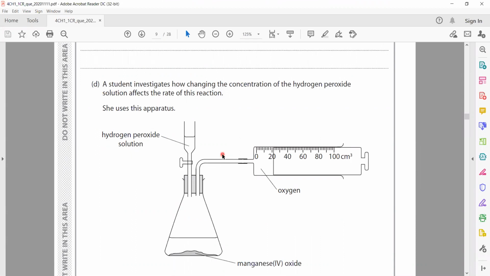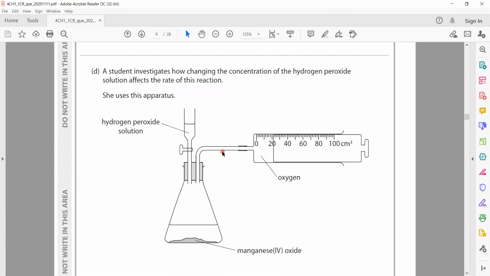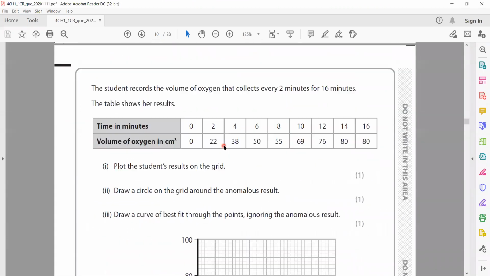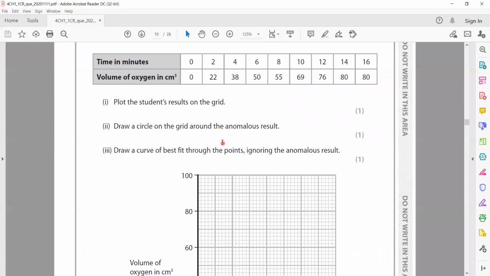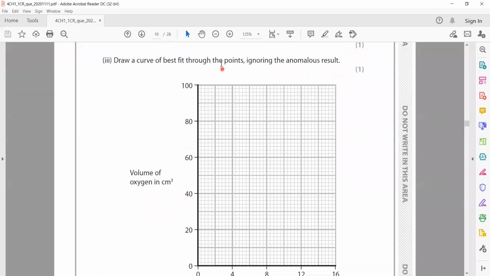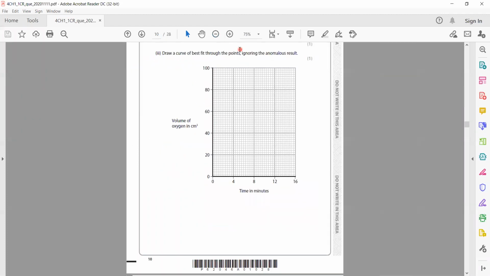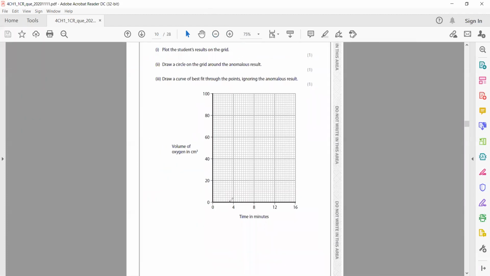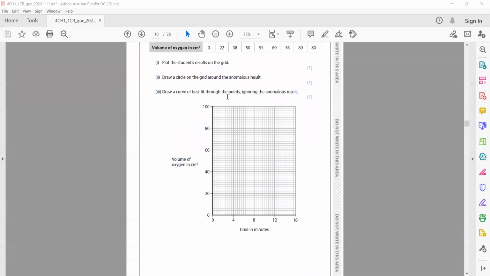A student is investigating how the concentration of hydrogen peroxide affects the rate. So you have a volume and time for the gas. Plot these results. When you plot this, draw a curve of best fit, ignoring anomalous results. One of the values will appear to be not in the range. This is a rough sketch, not the exact graph. One of the points will appear to be anomalous, so you will ignore that.